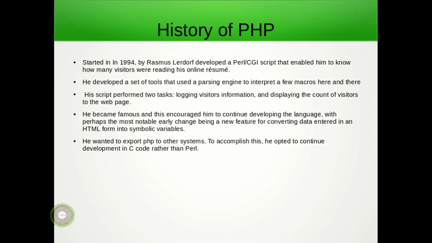To accomplish this, he opted to continue development in C code rather than Perl, because as I said, Windows is built on C, C++, Mac, Apple is built on Objective-C, and Linux initially was built on assembly language, but later they decided to rewrite it in C and C++. So if you guys want to make your program cross platform, you need to choose a language which all three big major operating systems use, which is C or C++.